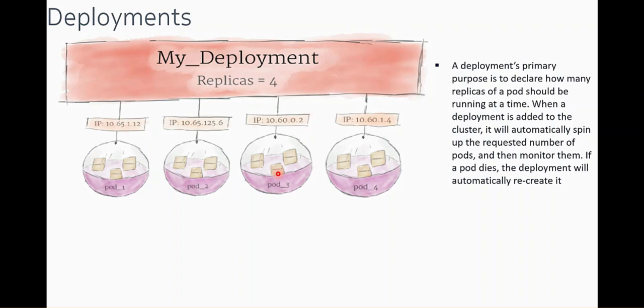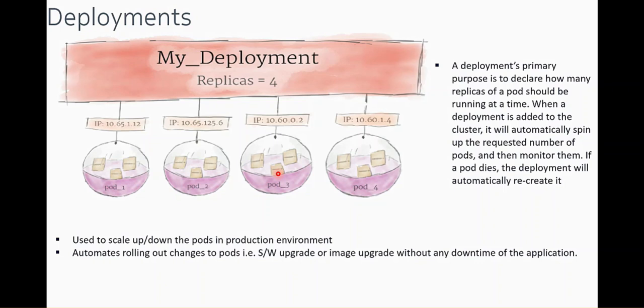And there are some operations which can be performed only on a deployment and not on pods. So what are those operations? For example, scaling up or scaling down the pods in a production environment, like increasing the number of replicas or decreasing it. It is only possible via deployments.